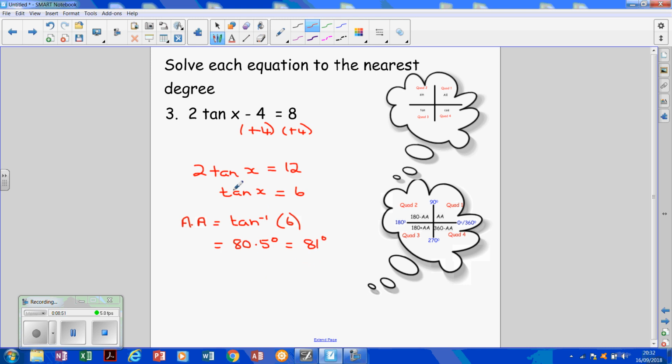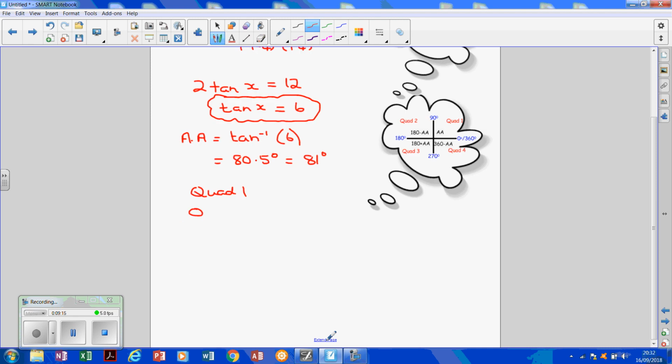Now, I look to find out where this tan x is. Tan x is plus 6, so it's positive. So where is tan positive? Up to this wee think bubble. Tan is positive in quadrant 1 because they're all positive in there, and it's positive in quadrant 3. So that means I've got two answers, one answer in quadrant 1 and one answer in quadrant 3.